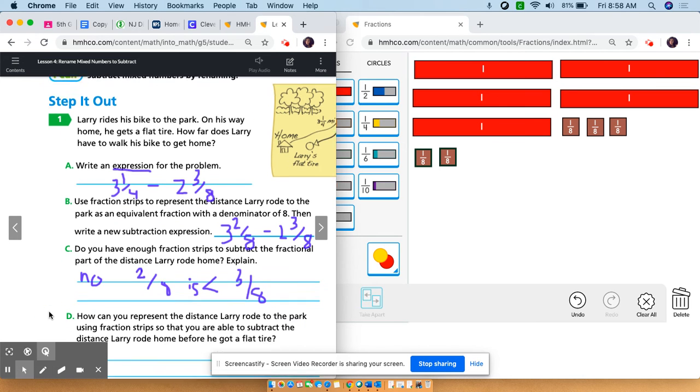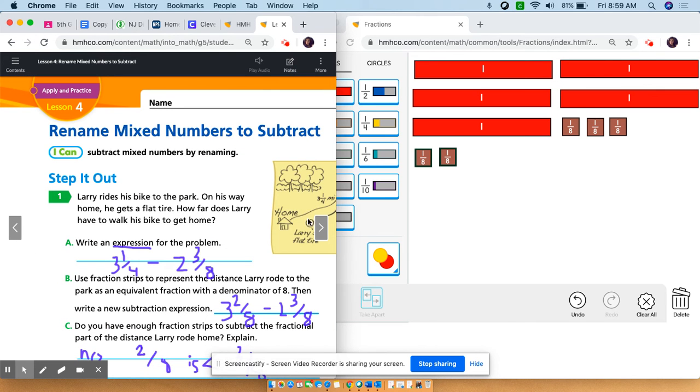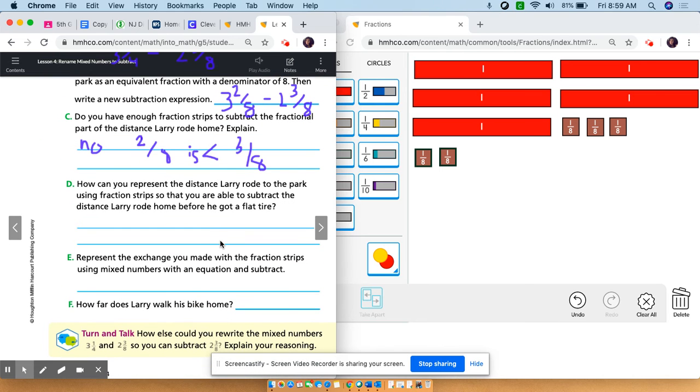Okay. Part D. How can you represent the distance Larry rode to the park using fraction strips so you're able to subtract? So basically, it's saying, okay, if you can't subtract this right now, what can you do so we can subtract? Because I know I can figure out what this distance is, but what do I need to do to be able to figure it out mathematically?